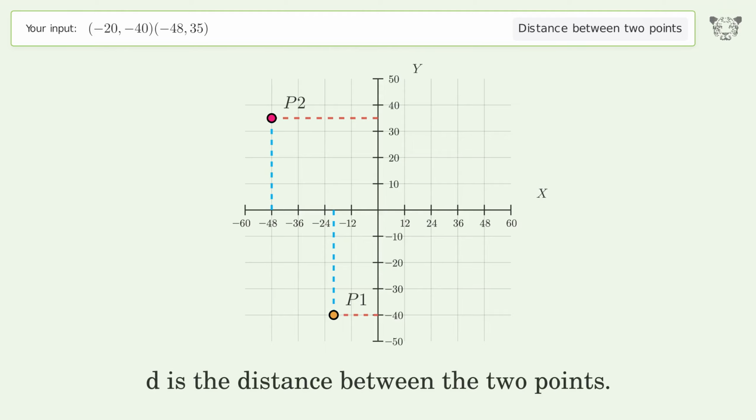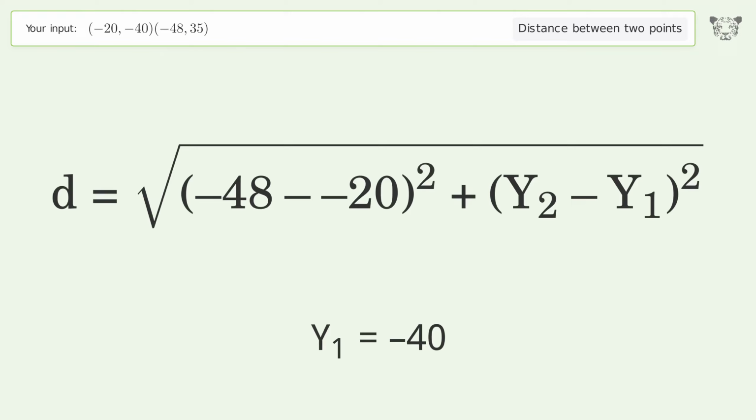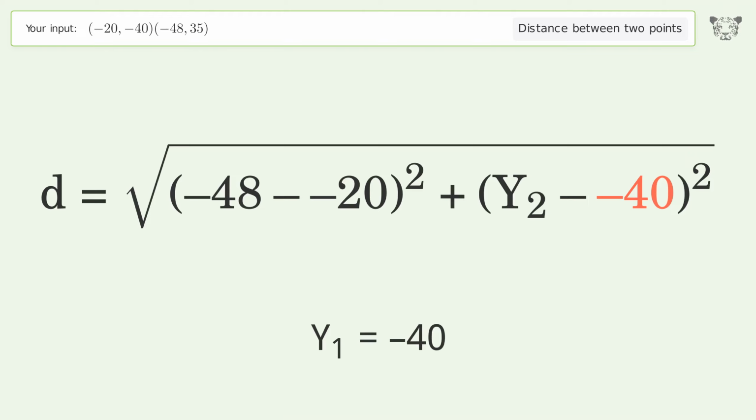x1 equals -20. x2 equals -48. y1 equals -40. y2 equals 35.